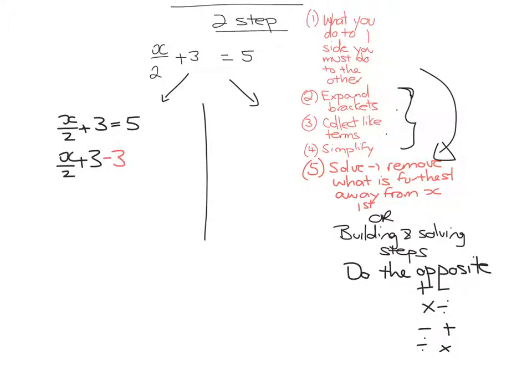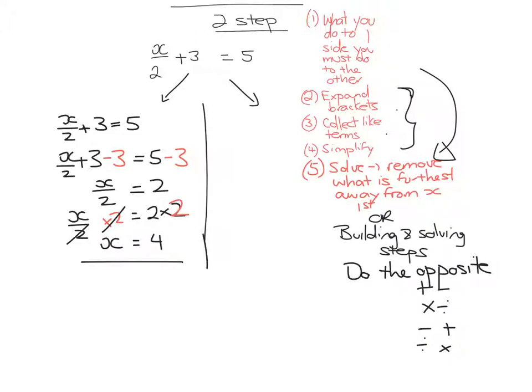If we take it from that side, we also have to take it from the other side. And so we're going to get x over 2 equals 2. Now remember, x over 2 means x divided by 2, so the opposite of division is multiplication. So we're going to go x over 2 times 2 equals 2 times 2. And so those 2's are going to cancel out, you're just going to get x equals 4. That's your answer.